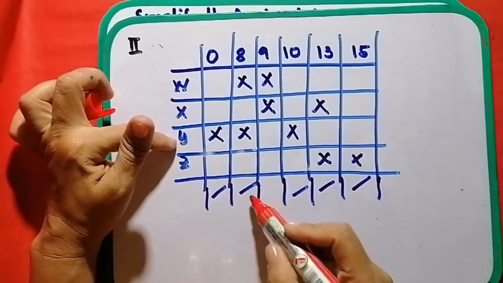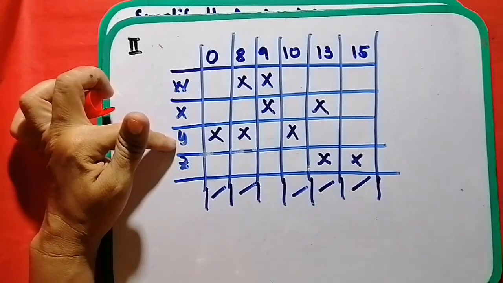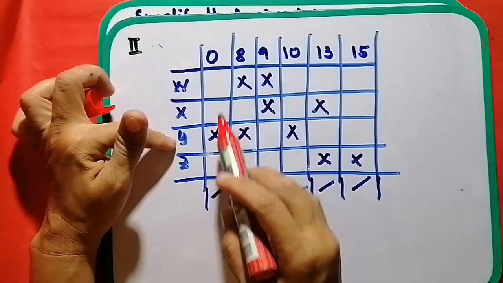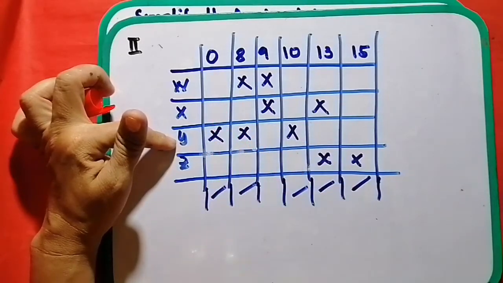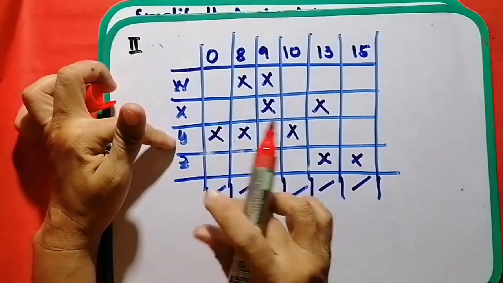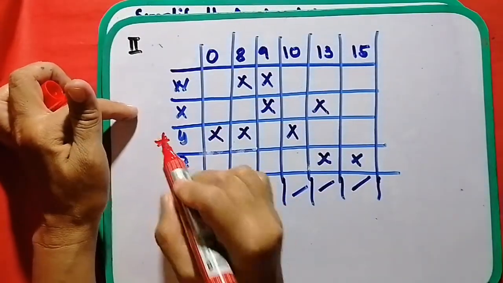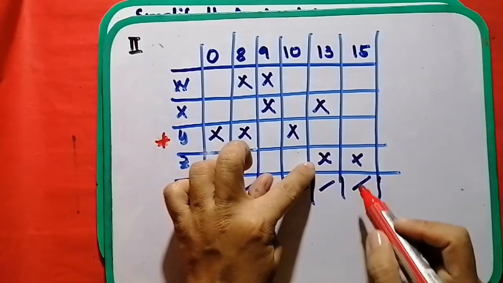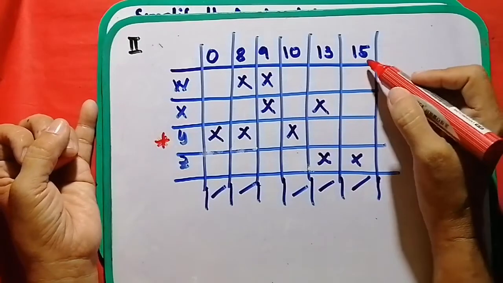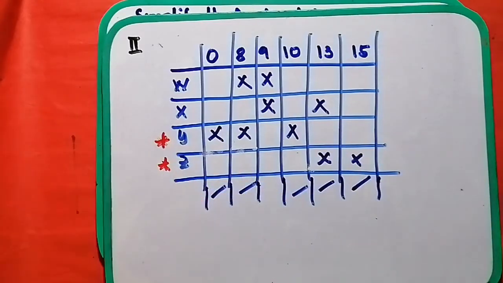For Y, we have check, check, check. Okay, it actually passed the first requirement. The second requirement is one of these 3 X's should be the only X along that column. Okay, so that one is the only X under column 0, so therefore Y is an essential prime implicant. For Z, check, check. Okay, this one has another X, but this X here is the only X along 15. Okay, so therefore this is also essential.